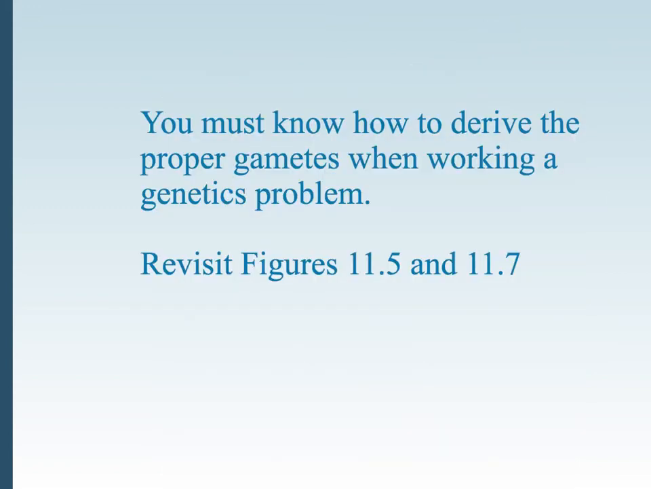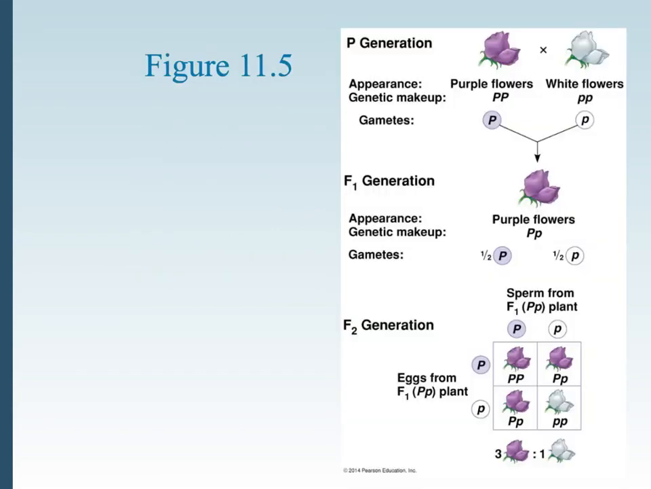You must know how to derive the proper gametes when working a genetics problem. So we're going to go back and look at a couple of those figures again, very briefly. Here, the reason that we only had one kind of gamete on each side is because we were homozygous on both sides. Yet here, we had two different gametes being formed because we were heterozygous. So half of our gametes would be big P and half would be little p. That's what we then put into the Punnett square.